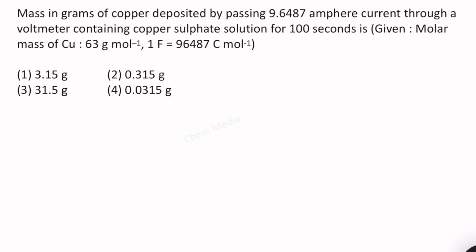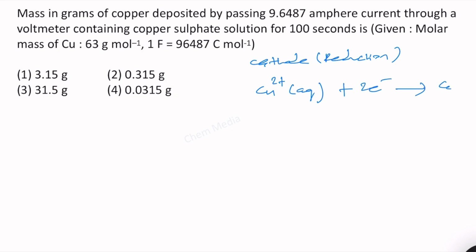Copper sulphate is undergoing electrolysis here, which means in the aqueous medium we will be having copper 2 plus. The half reaction happening at the cathode is copper 2 plus gains 2 electrons and we will be getting copper solid. So, this will be the half reaction happening at the cathode.